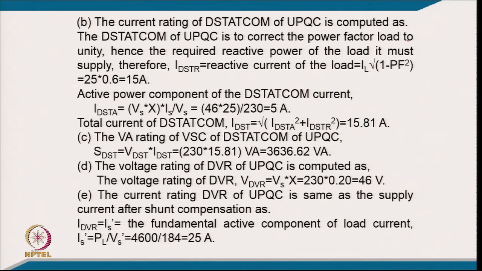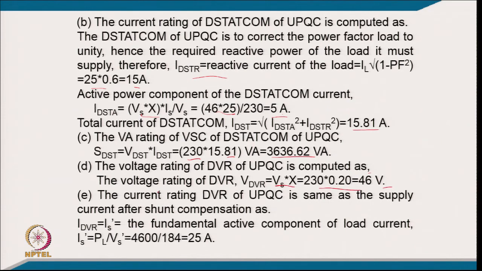The current rating of the D statcom UPQC is computed as follows. The D statcom corrects the power factor of the load to unity, hence the required reactive power of the load must be supplied from the D statcom, and that comes to 25 into 0.6, which is 15 ampere. The active power of the D statcom corresponds to the active power required by the DVR, that is the power of DVR divided by 230, so it is 5 ampere. The total current of the D statcom is the reactive current plus active current, so from 5 ampere and 15 ampere it becomes 15.81. The VA rating of the D statcom is voltage multiplied by current, so it comes to 3636.62.